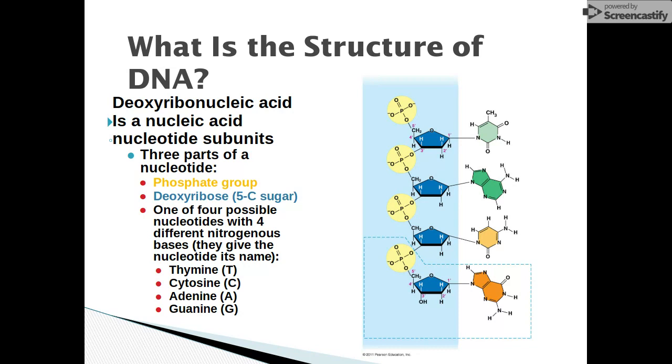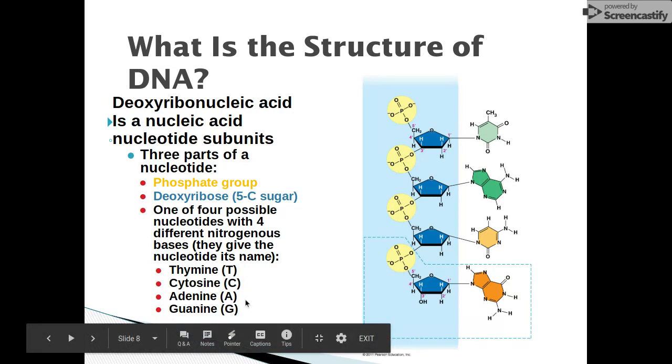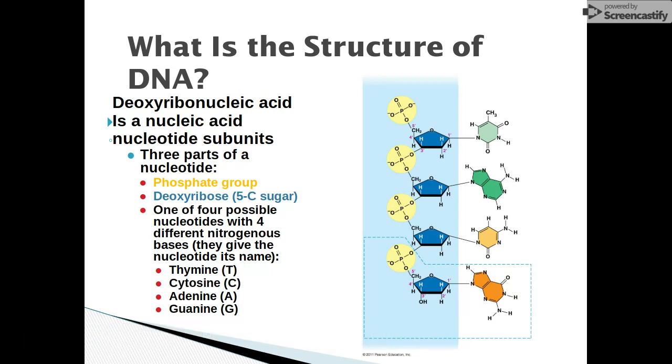And then we also have 4 possible nitrogenous bases. In DNA, we've got thymine, cytosine, adenine, and guanine. Okay, so the 3 parts: phosphate group, ribose or deoxyribose sugar, and nitrogenous base. Okay, and that creates that nucleotide. Those nucleotides get bonded together to form that DNA.